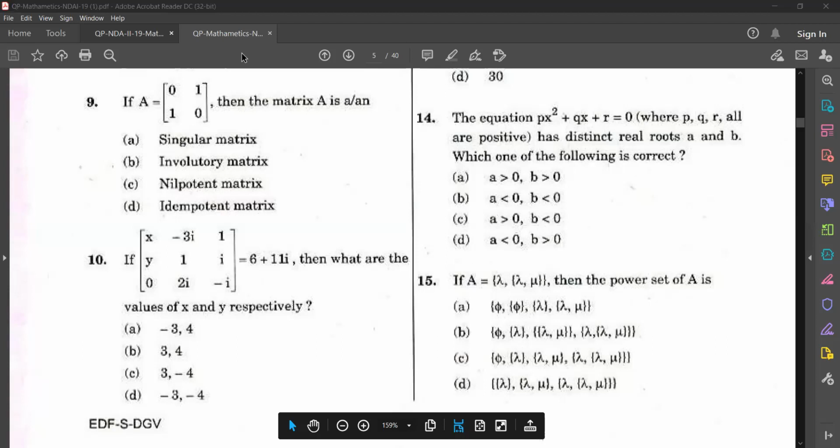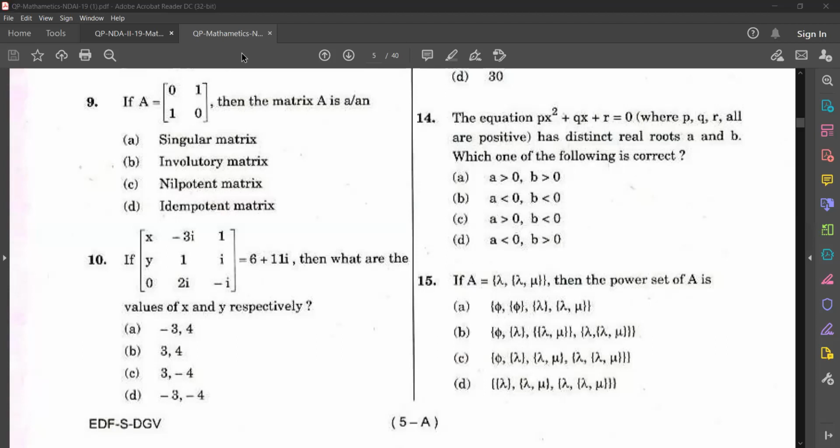We'll see some previous year maths questions for NDA. Okay, so see the question number 9. If A is equal to [0, 1; 1, 0], then the matrix A is: a singular matrix, an involutory matrix, a nilpotent matrix, or an idempotent matrix.